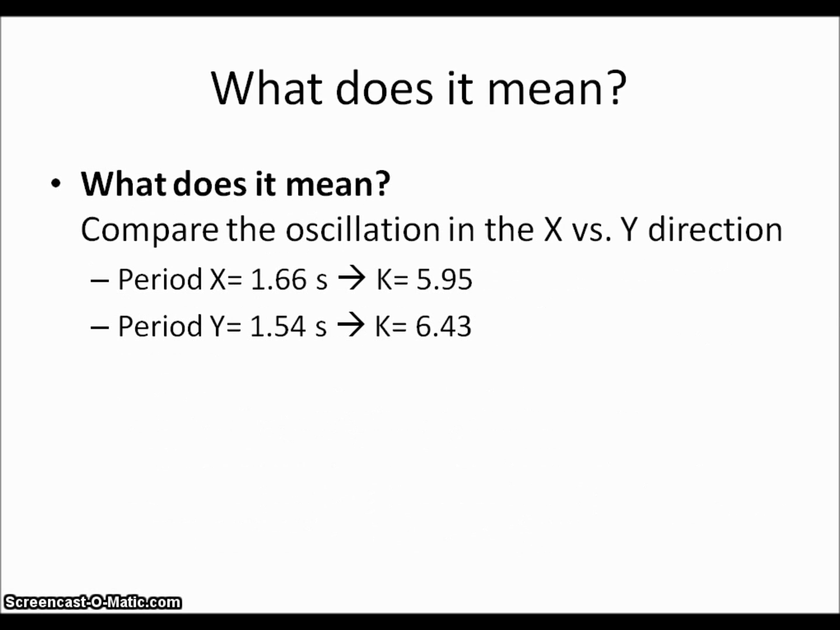According to my calculations, the period in the x direction was 1.66 seconds, which would yield, using the period, a K of 5.95 for the stiffness of the spring. The period in the y direction was a little less, 1.54 seconds, yielding a K of 6.43, which was significantly lower than the 6.83 that we were given.